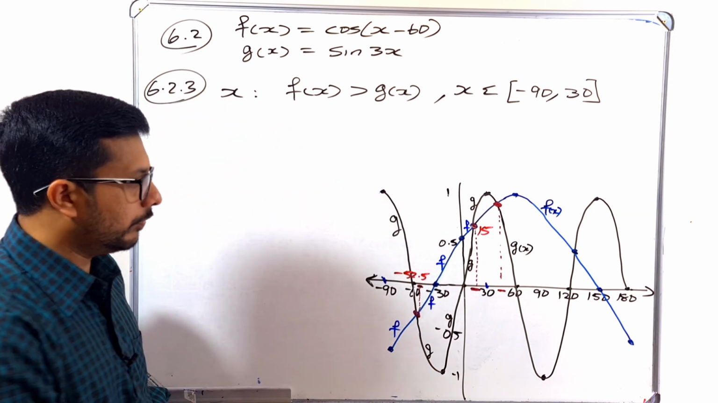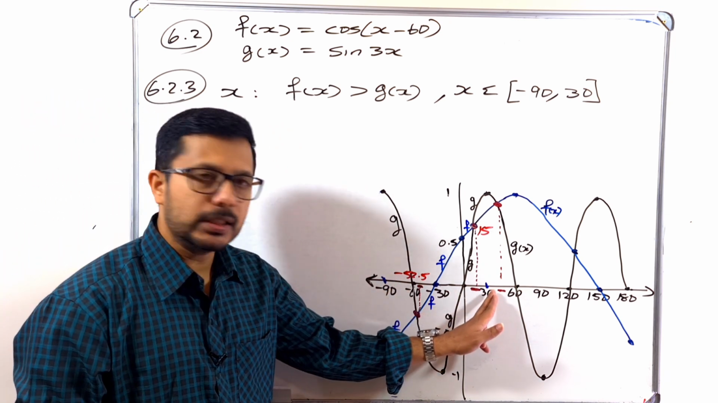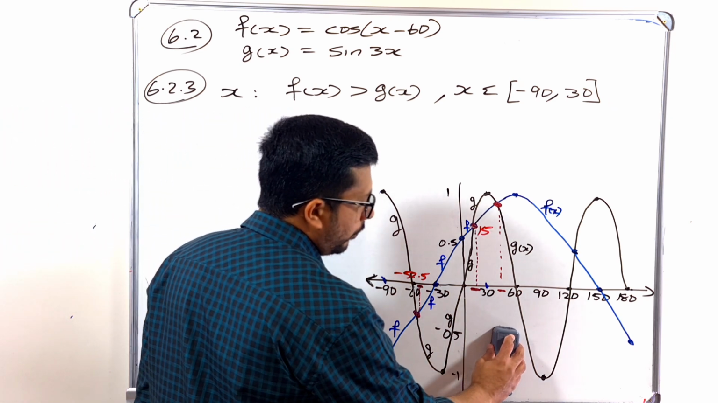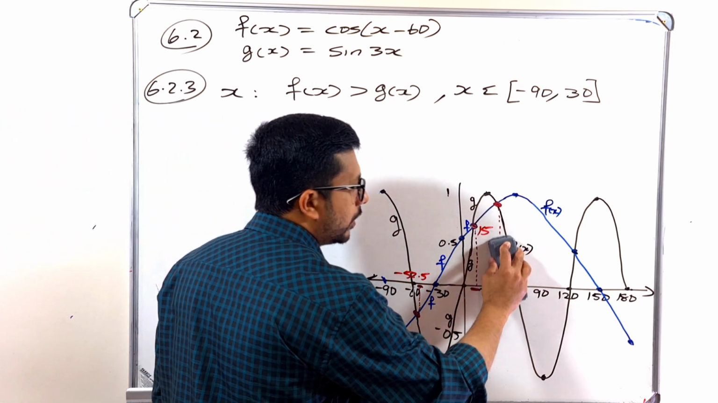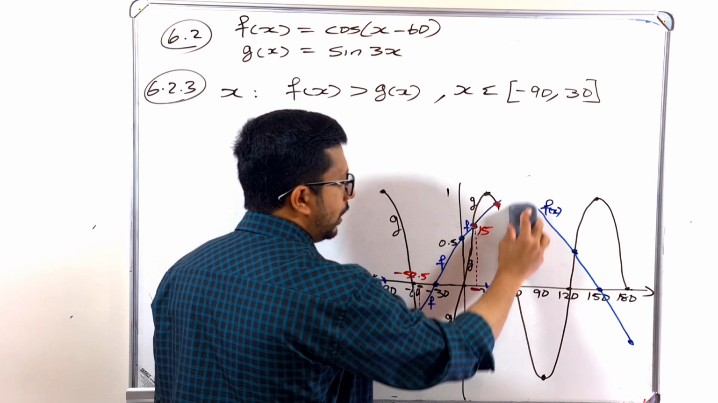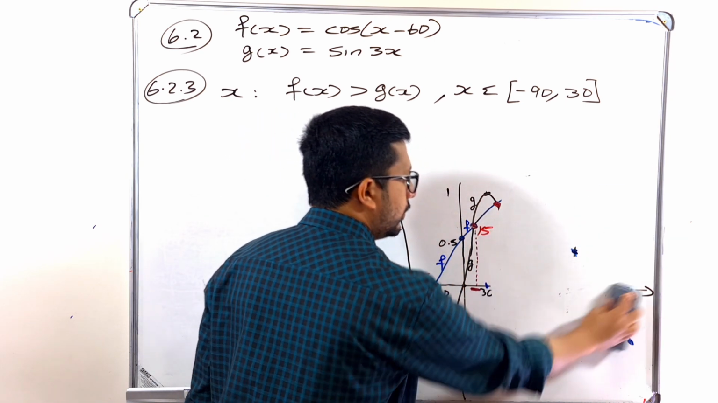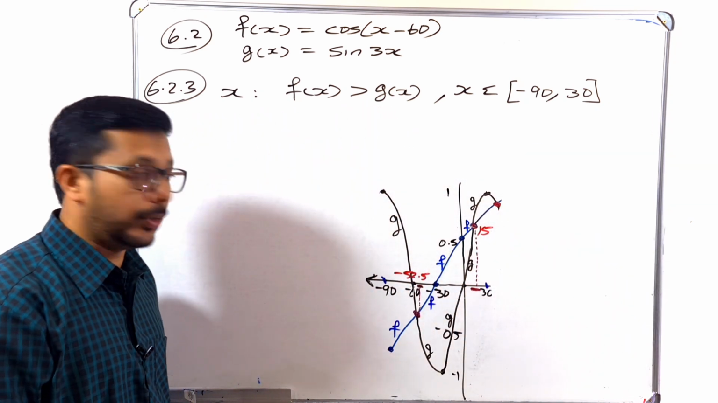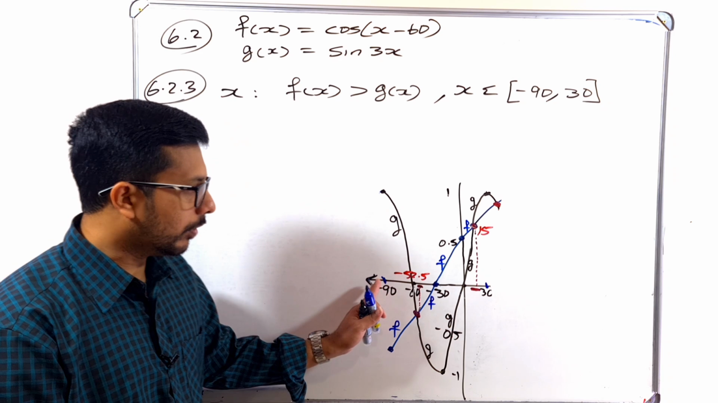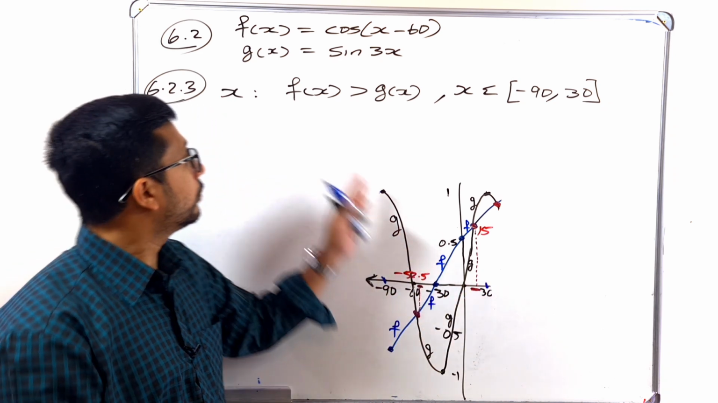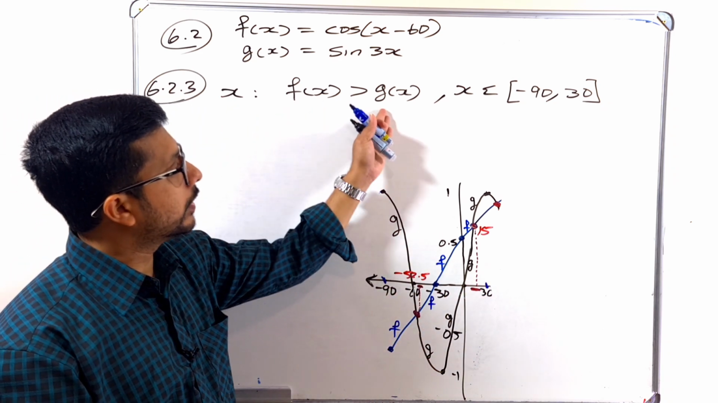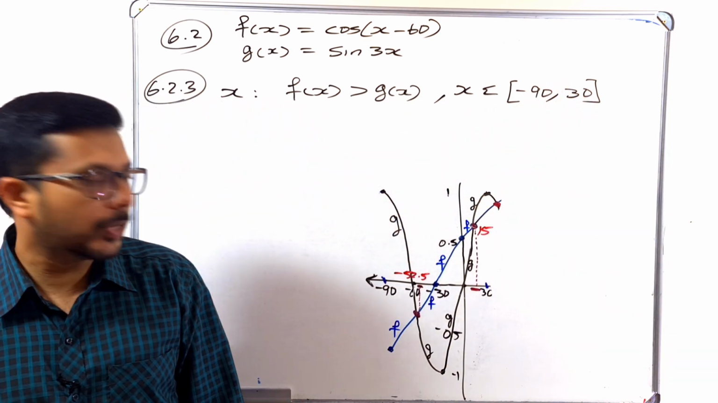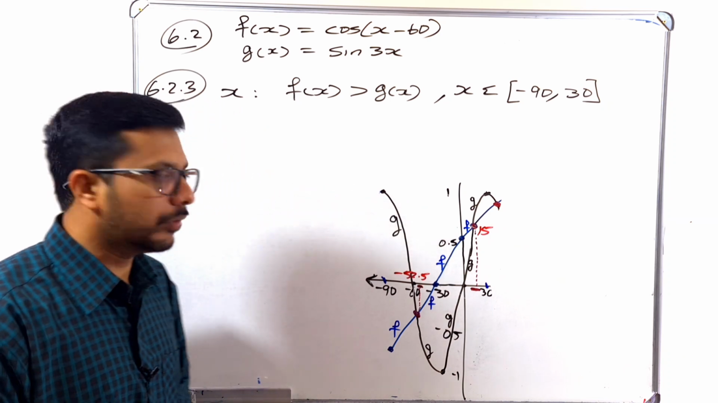Okay, so we just want to consider between minus 90 and 30. This is the last question. We don't mind what is happening after this, and we don't want to know what is happening after positive 30. We just want to know what is happening between. You have to find the value of x where f of x is greater than g of x between minus 90 and 30. It doesn't matter what is happening there. Just to avoid confusion, I erase that.